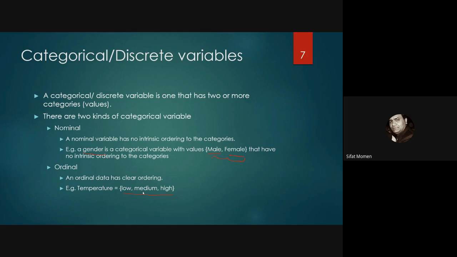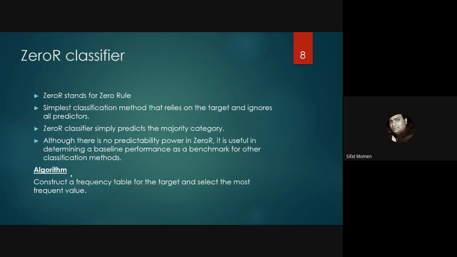Can I say that, Nakina? Yes, sir. So if we have such sort of ordering available in a discrete variable, that is an example of an ordinal categorical variable. Is that okay? Yes, sir. Okay. These are some basic stuffs.